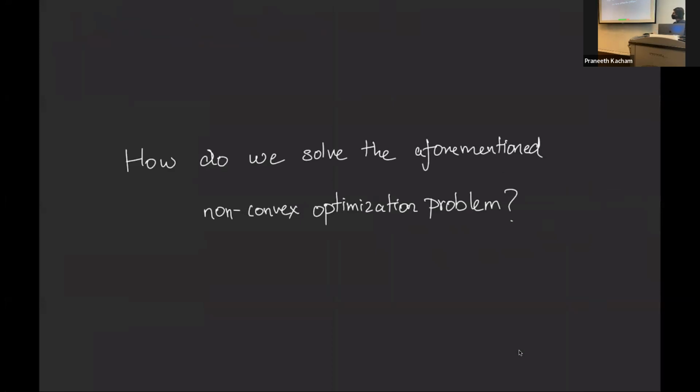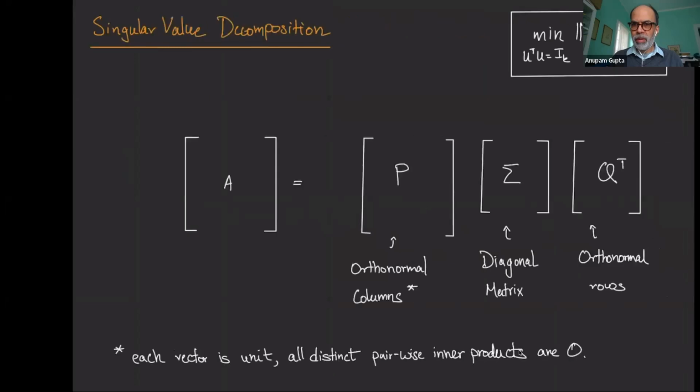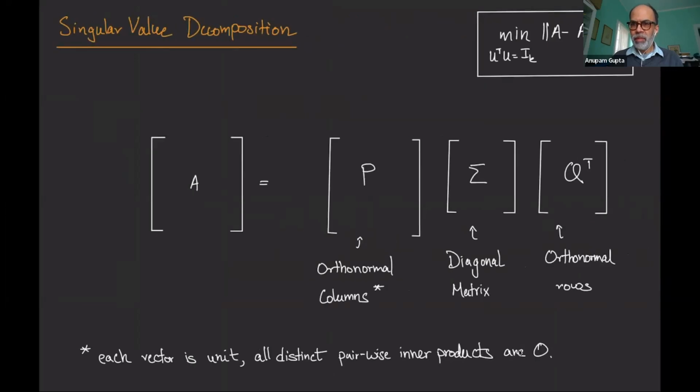So now let's get to the interesting question. How do we solve this optimization problem? The first thing to observe is it's non-convex, so we can't use any simple algorithms like gradient descent to solve it. And in order to get to how to solve this, let me first tell you what the optimal value to this optimization problem is. And to do this, we'll use the singular value decomposition.